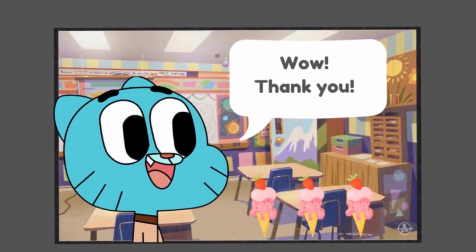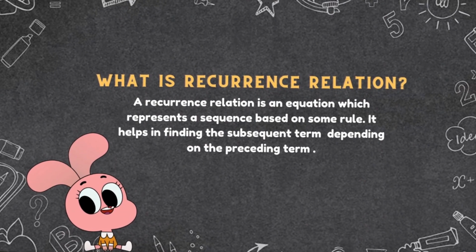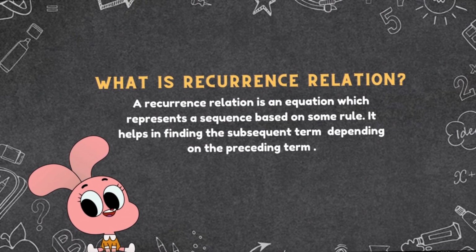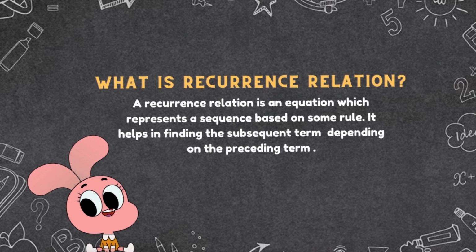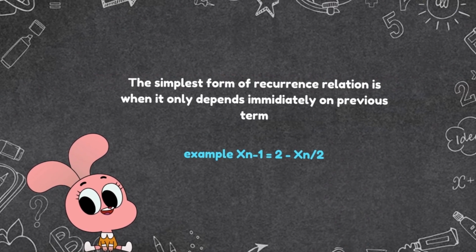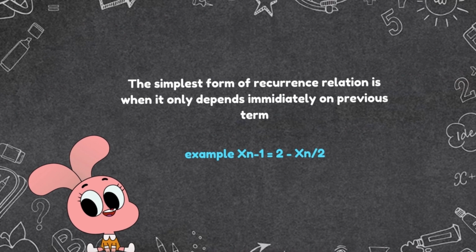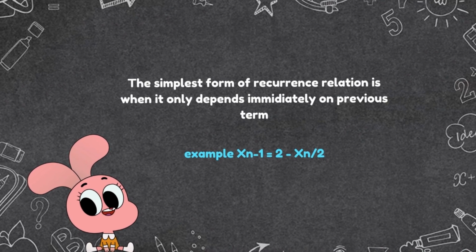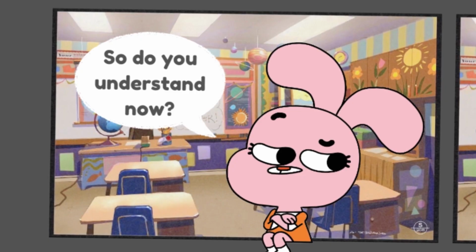Wow, thank you. So basically, a recurrence relation is an equation which represents a sequence. It helps in finding the subsequent term depending on the preceding term. The simplest form of recurrence relation is when it only depends immediately on the previous term. So, do you understand now?